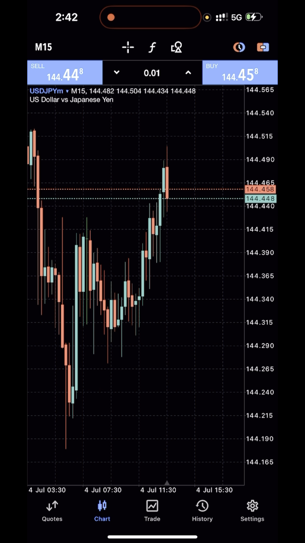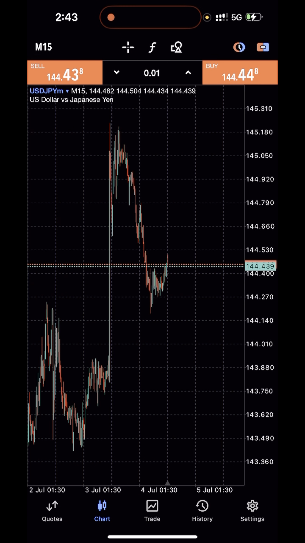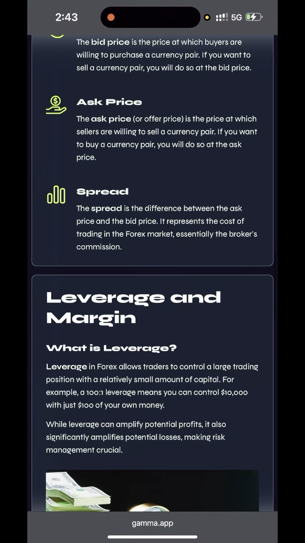So you don't necessarily need to have big capital to make that profit. But what that means is that it's very, very risky too, because if the market goes against you, you are going to be losing that much, right? So that is what leverage does. But when we go further into that, you will understand better.